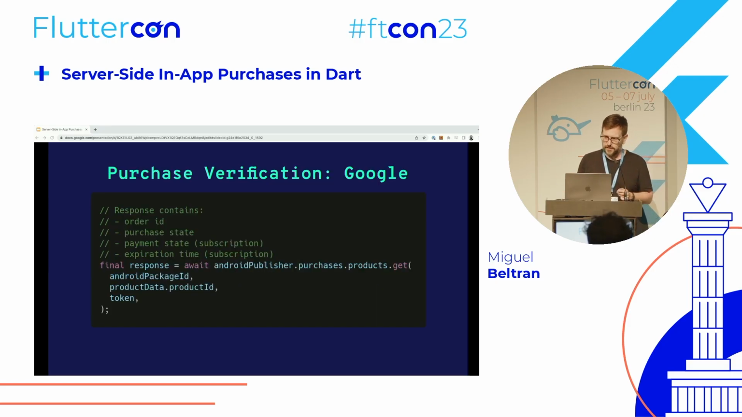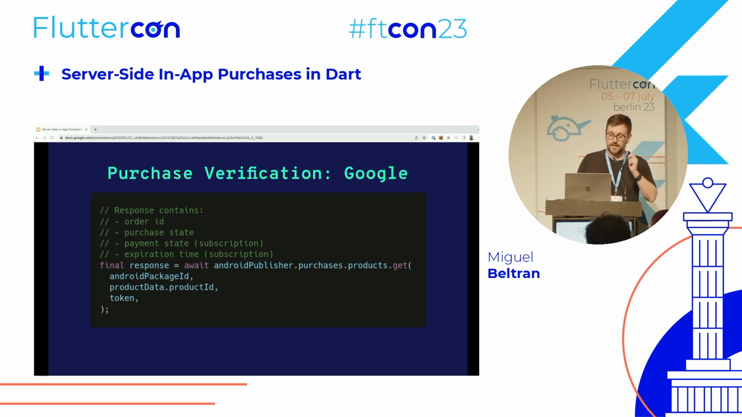So, purchase verification with Google. You have the Android Publisher API already, and you can call this purchases products get. Here you pass the Android ID, the product ID, and the token. And you get in the response back all this important information that you need, like the order ID, the state of the payment, the expiration time. You want to get this information and put it into a database because again, when you do a purchase, the token does not contain this information.